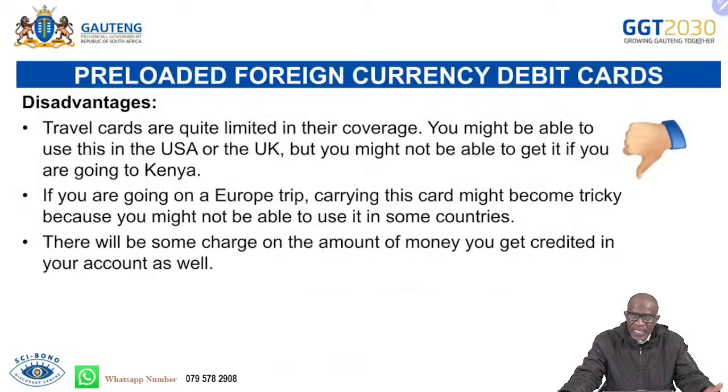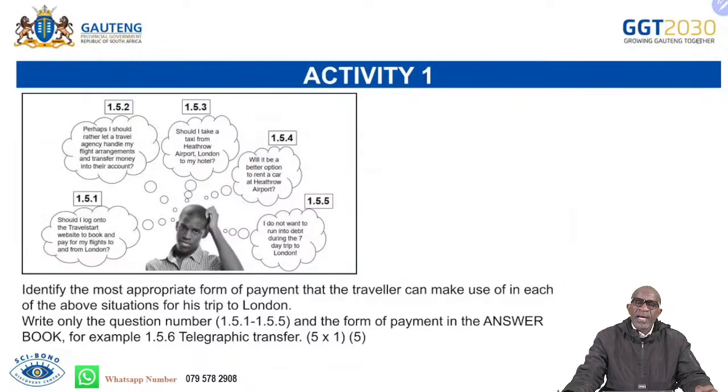There will be some charge on the amount of money you get credited in your accounts as well. So there will also be a charge depending on the amount of money that you have transacted. Now, let's look at how this topic is assessed. We have looked at all the 7 forms of payment, I'm sorry, that you can use when traveling abroad.